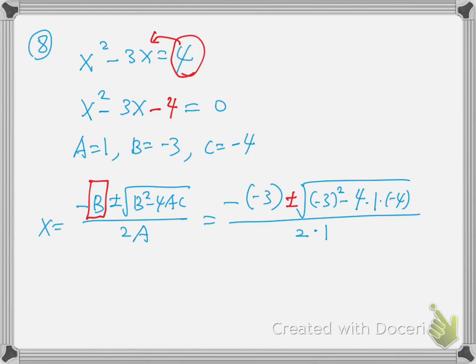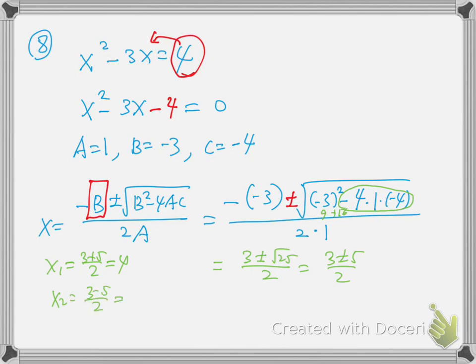Okay, 2 times 1. So again, this one you can simplify a little bit, if you have time. So what's under the radical sign? This is 3 plus minus the square root of 9, and this is negative 16, so this is plus 16. So this is radical 25 under the square root. So this is 3 plus minus 5 over 2. Now x1 is 3 plus 5 over 2, which is 4. x2 is 3 minus 5 over 2, which is negative 1.